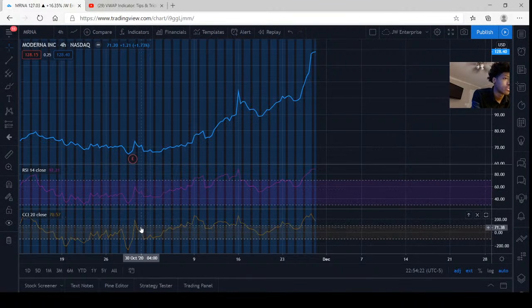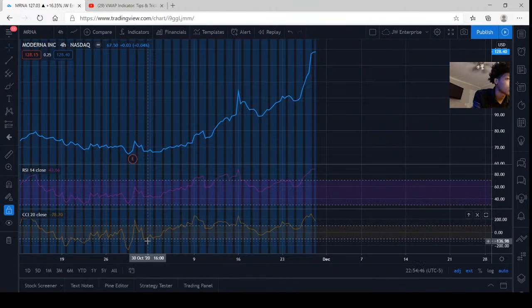But right here you see where we went overbought. It doesn't look overbought on the share price, or on our RSI. But when we look at our CCI right here, our CCI is overbought, so it had to drop back down. When it dropped back down, it came back right here.